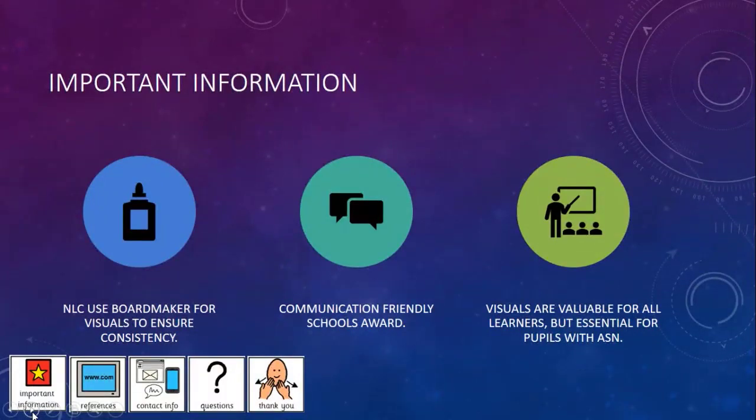So that's the journey that we're on just now. That's the path we're on. We're also looking at building up this Communication Friendly Schools Award. It's something that we'd started already in North Lanarkshire that we're looking at building further. And then the last thing that we really want you to take away is that visuals are valuable for every learner, for every person. We use them all the time, but they're absolutely essential for pupils with ASN. Any pupil who's got an additional support need, visuals are going to be valuable.